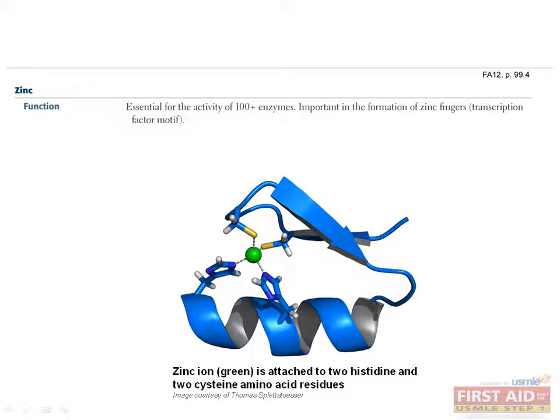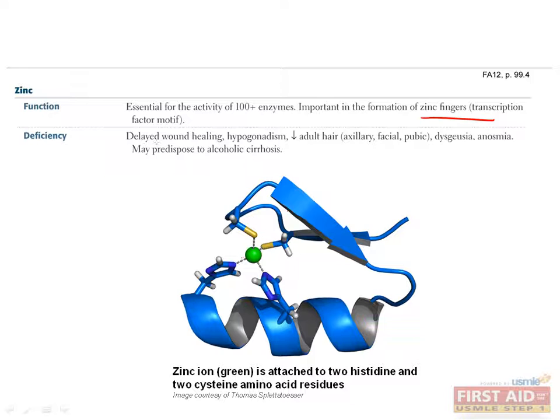Zinc is a physiologic ion that is essential for the function of over 100 enzymes and helps proteins such as zinc finger transcription factors achieve the structure they need to function properly. Here's an image of part of a zinc finger transcription factor, in which you can see the protein in blue and the zinc ion in green. Without zinc, the protein can't fold properly. Deficiency in zinc can cause delayed wound healing, hypogonadism, decreased axillary, facial, or pubic hair, dysgeusia, which means distortion of taste, and anosmia. It can also predispose patients to alcoholic cirrhosis.